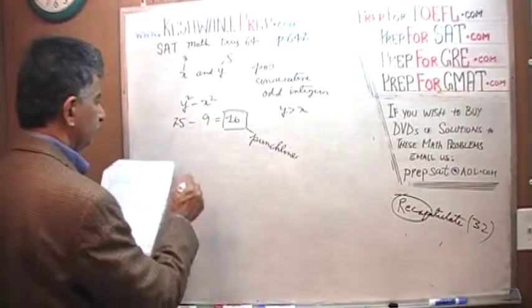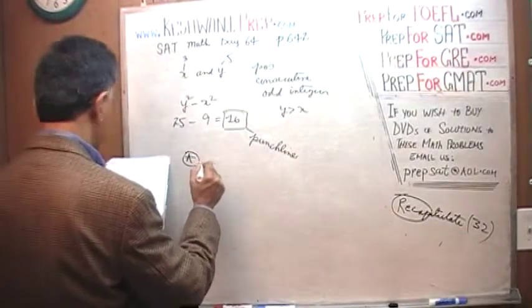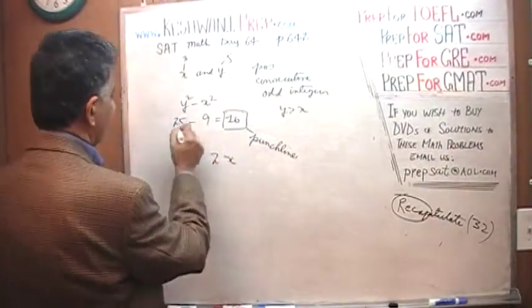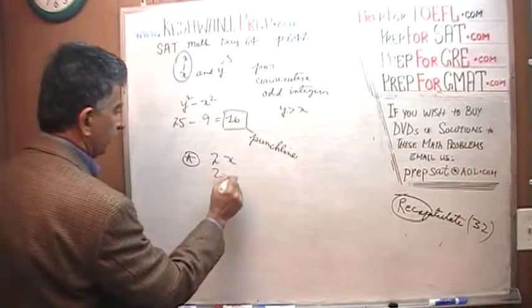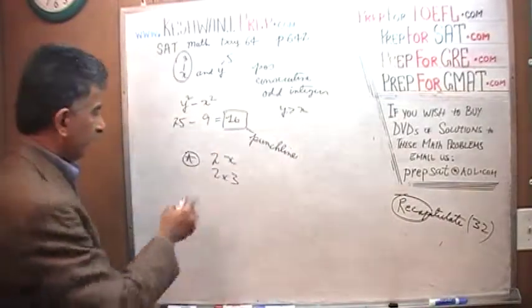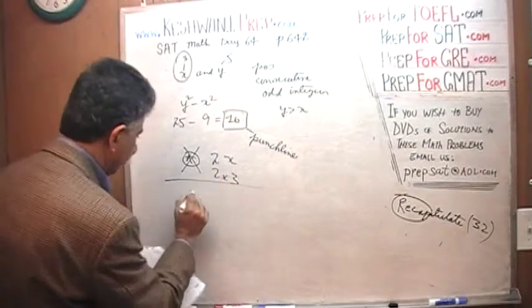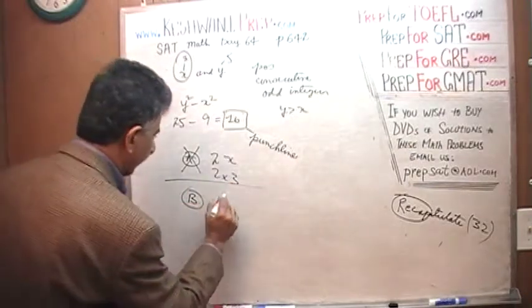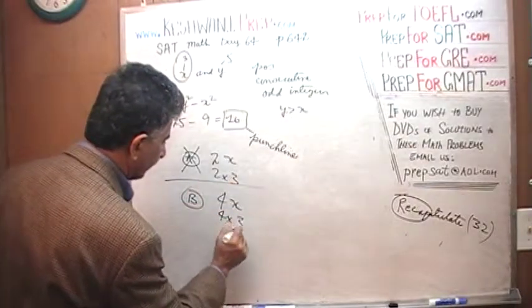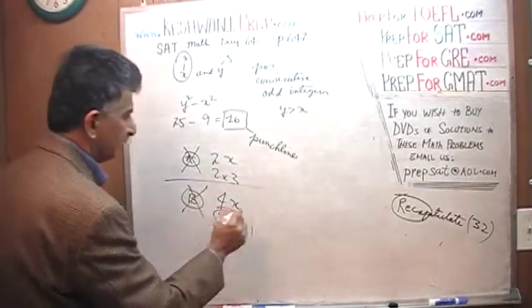Let's do it. A says 2 times x. Well, x is 3. 2 times 3 is not 16. We're looking for 16. A is not the answer. B says 4 times x. Well, 4 times x is 4 times 3, which is 12. We're looking for 16. B is not the answer.